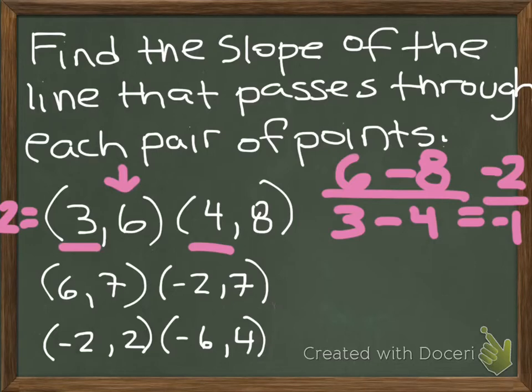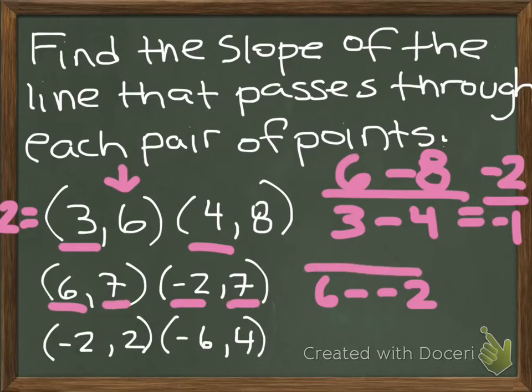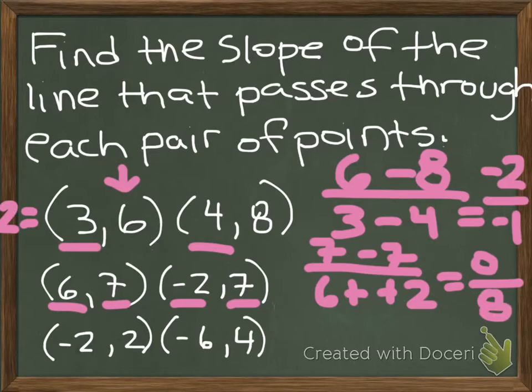The next one, I would do the same thing. Subtract my x's. That's my denominator. So it's 6 minus, and then you have minus a negative 2. And then we have 7 minus 7, which gives us 0. So 0 over, this becomes 6 plus 2, so 0 over 8, which simplifies to just 0.